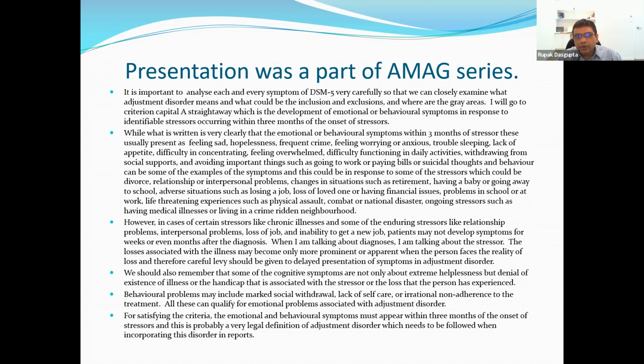Okay. So it is important to analyze each and every symptom of DSM-5 very carefully so that we can closely examine what adjustment disorder means, and what could be the inclusions and exclusions and where the gray areas are. I'll go into criterion A straight away, which is the development of emotional and behavioral symptoms in response to identifiable stressors, which occur within 3 months of the onset of the stressors. While what is written in DSM very clearly is that emotional and behavioral symptoms should occur within 3 months of the stressor, what are the feelings that you expect in the patient?